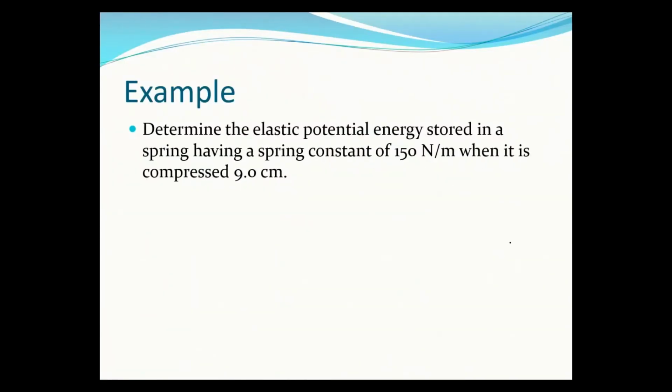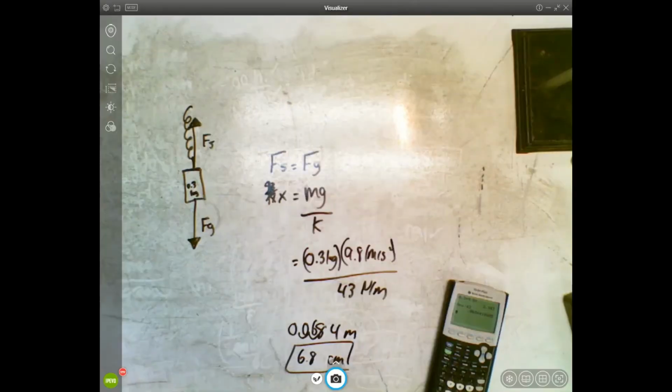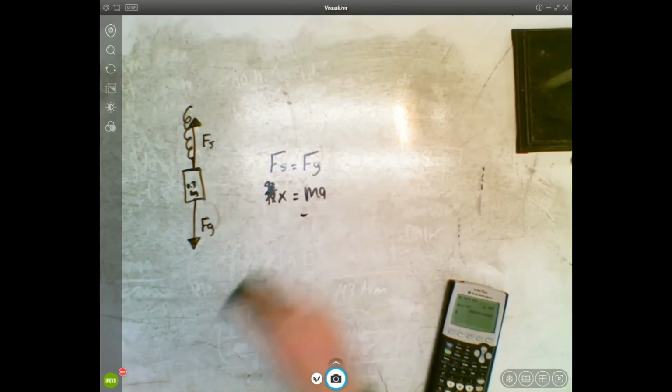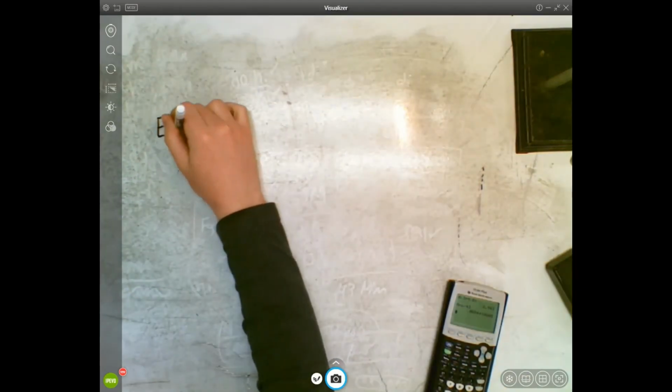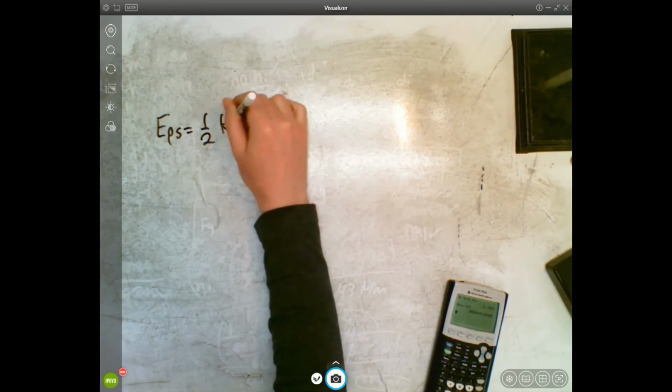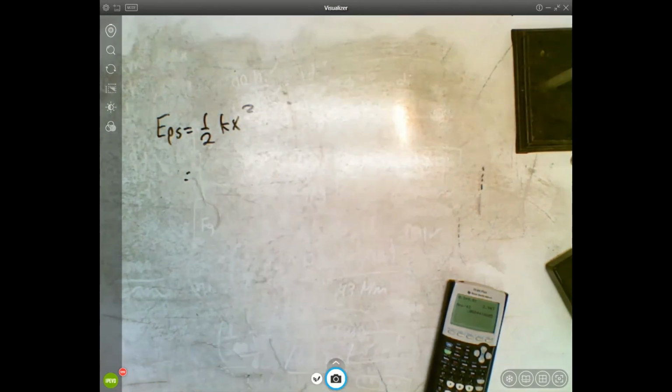Determine the elastic potential energy stored in the spring, having a spring constant of 150 newtons per meter. So now they're asking for energy. So we're not going to use that same formula. We're going to use our spring potential energy formula. We're going to use EPS equals 1/2 kx squared, right? Because it's asking for energy.